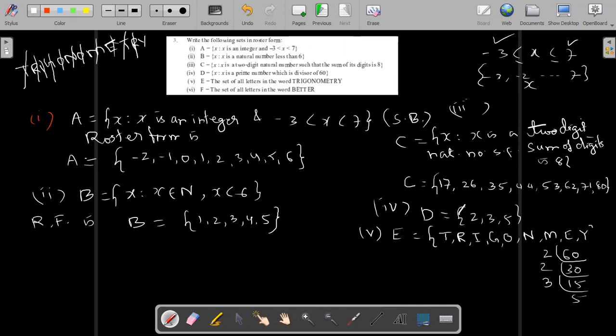Here they have used the bigger letters, but if lowercase letters are given we can use those. It's not a hard and fast rule. Now for BETTER: B is coming one time, E is coming two times, we will take one. T is coming two times, we will take one T, and R is coming one time. So this is the way of converting set builder form into roster form.